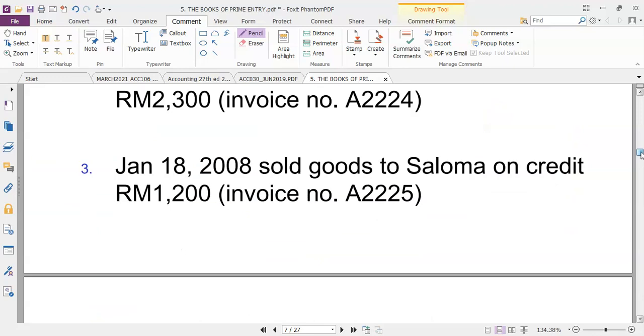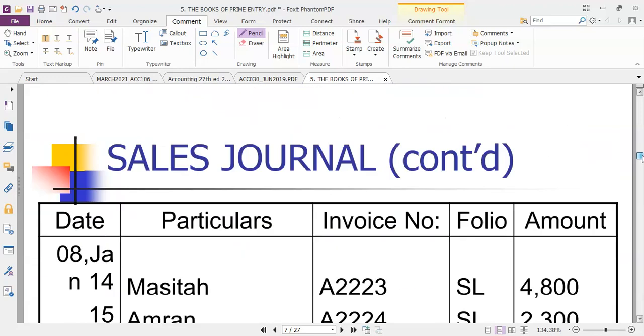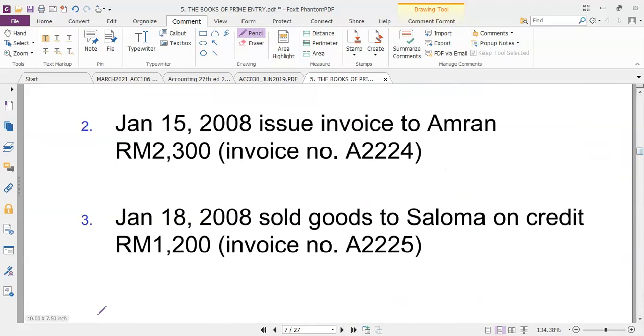Ni dia tak tunjuk macam mana sales invoice. Sekejap saya google, saya tak ingat ada ke tidak. Saya ada dekat slide sebelum ni, mana dia. Sekejap saya cari. I want to show you the pictures of sales invoice.